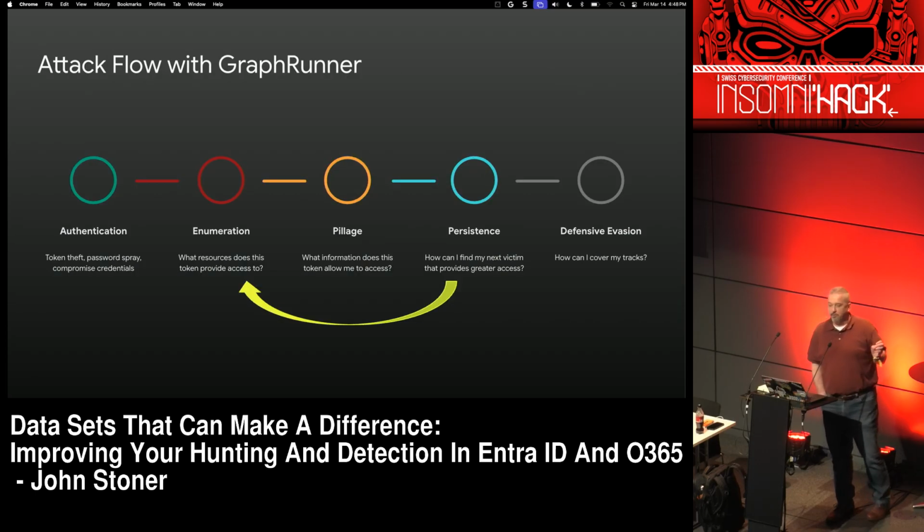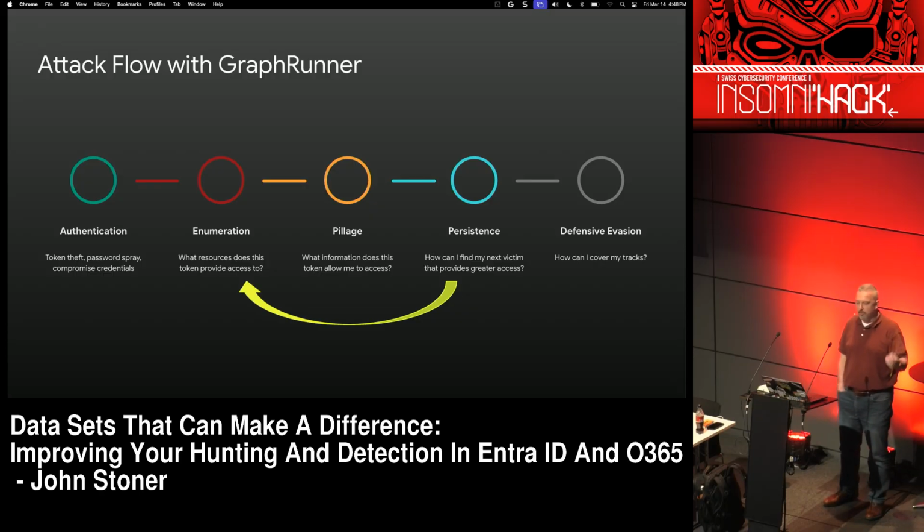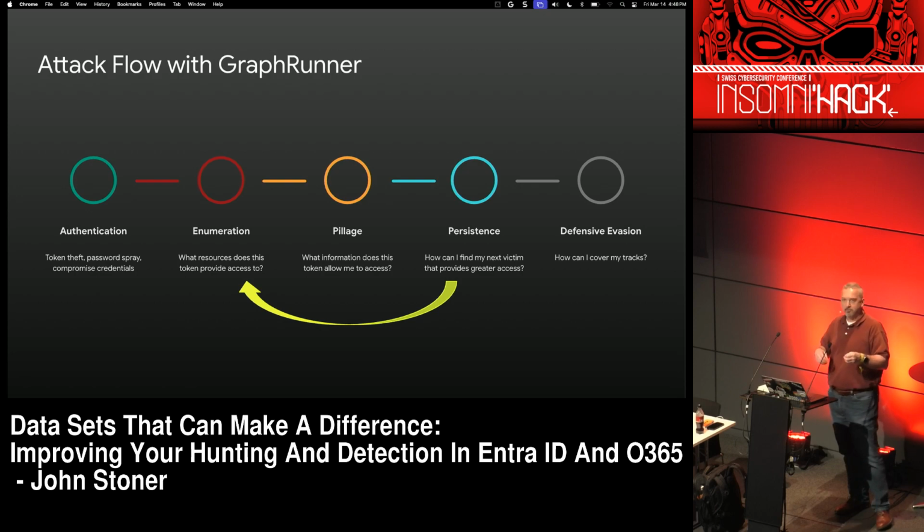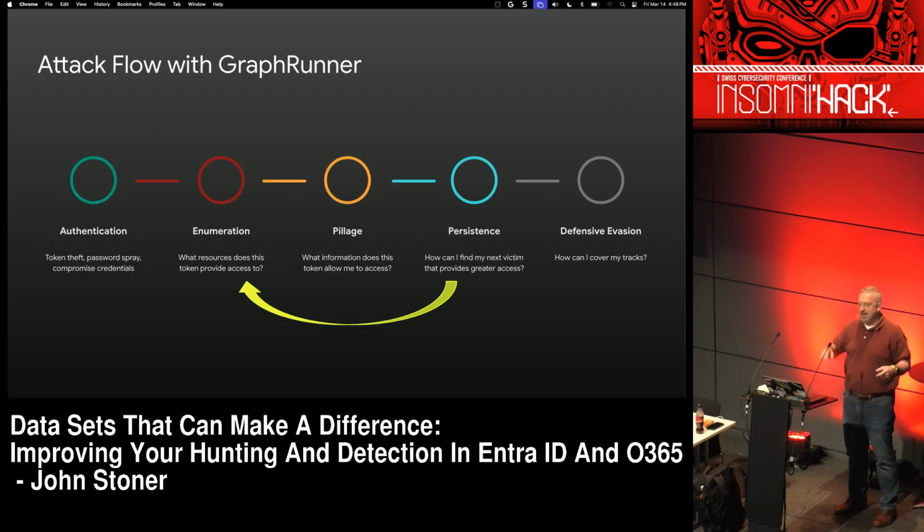So the attack flow with Graph Runner, like I said, we kind of talked about this. We start with that auth, we get that initial foothold, we enumerate, we go into that pillage mode. What can I find from that user that I went ahead and have their token? Then I want to persist. I want to go ahead and put that user into a group. I want to create an application, whatever those things are, so I can kind of loop back around, get the next authentication. Okay, what does this user have?